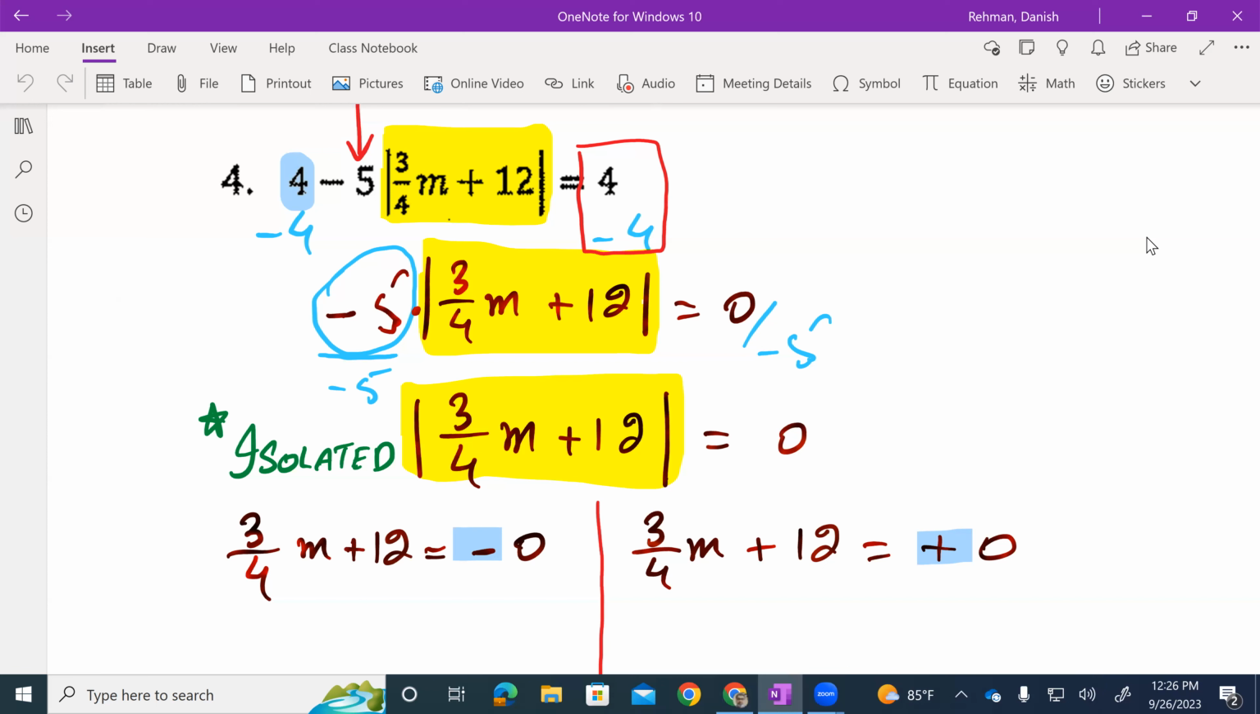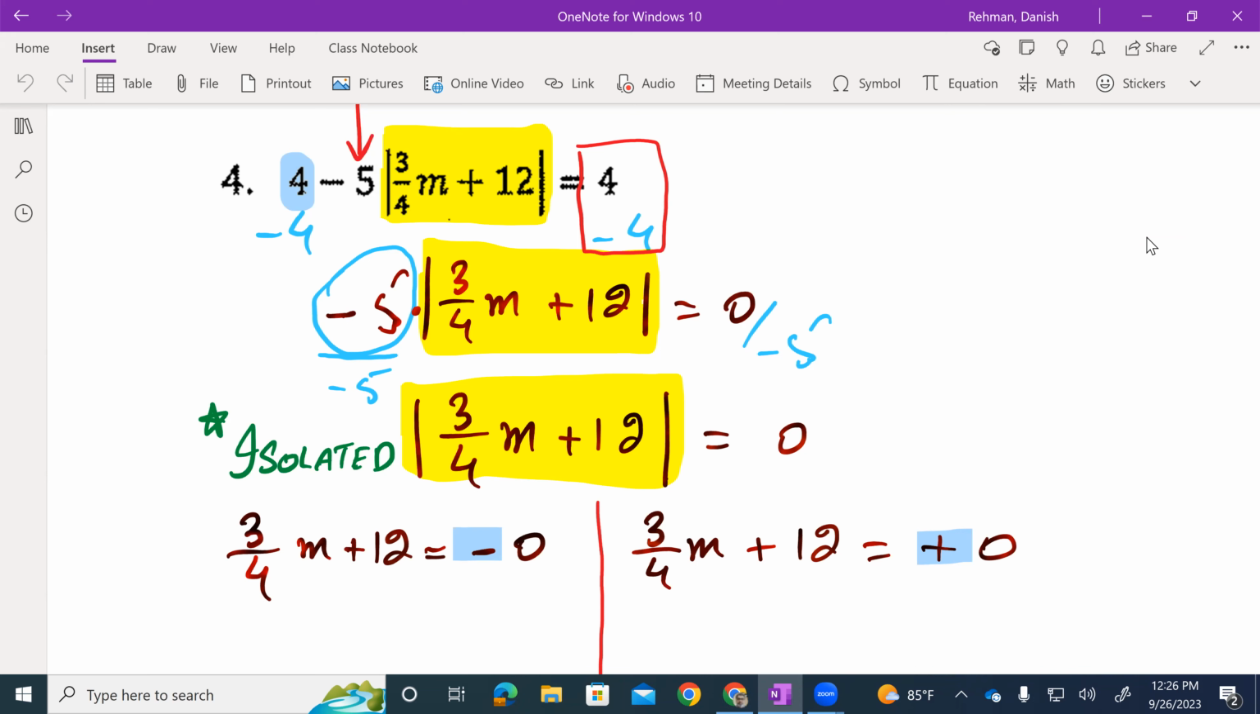Now it's only 1. Now, how can I solve for m? I need the value of m. How will I do that? Again, isolate m. How will I get rid of this 12? Subtracting a 12 on both sides. Once that is done, this 3/4 here is being multiplied. I will divide it with the same thing, or with the inverse of the fraction, and we are done.